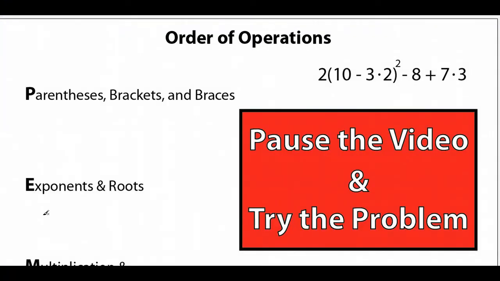All right, so you feel that you're ready to practice. So here's your first problem. 2 times the quantity 10 minus 3 times 2 squared minus 8 plus 7 times 3. So go ahead and pause the video now and try the problem, and then we'll come back and we will work through it step by step.